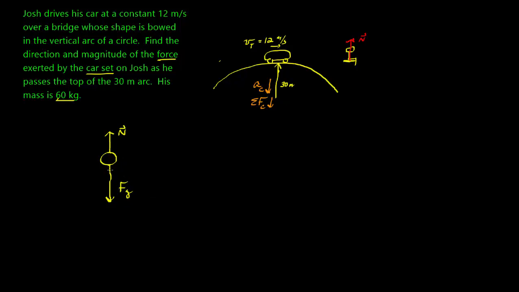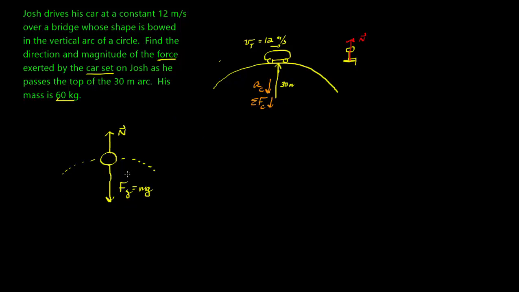Remember that this quantity is mg. So this doesn't change. It doesn't matter where he is, if he's at the top or the bottom. This quantity will be the same. It's this one that has to change in order to give us a net force down. Remember that he's going over a circle.